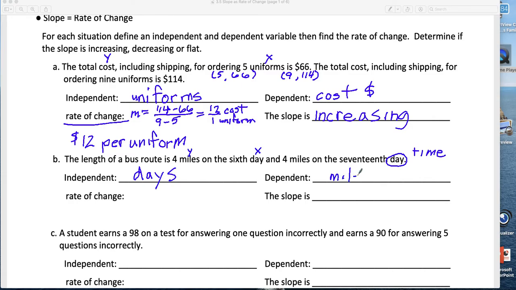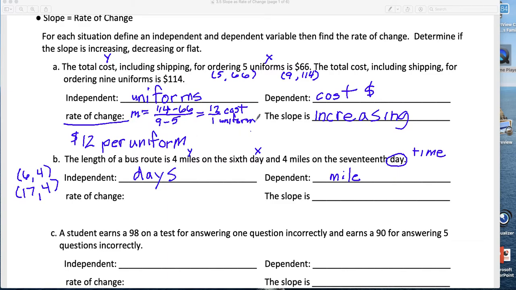All right, so trying to fit in the points over here. Remember, I need 2 points, just like I had up here. This time I'm going to put them over here. I've got 4 miles on the 6th day. Day is independent, so it's x. So I've got 6, comma, 4 as one of my points. And on this side, I have the 17th day. So this one is 17, comma, 4. And you might already notice there's something a little odd going on here.